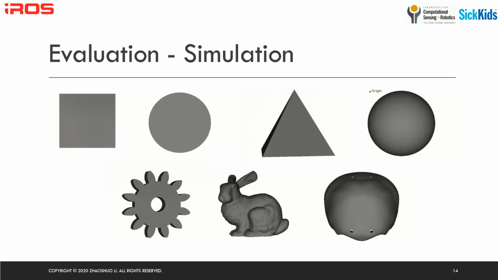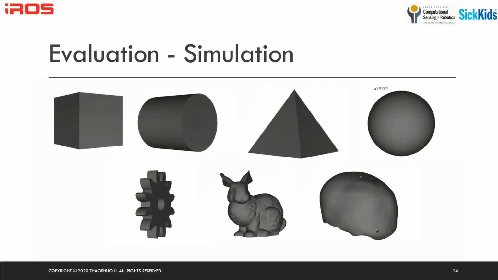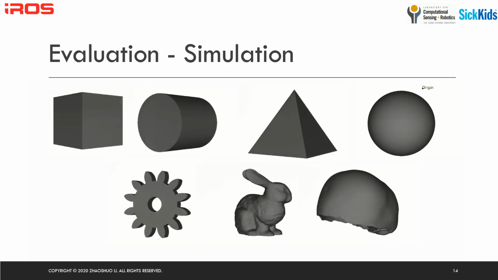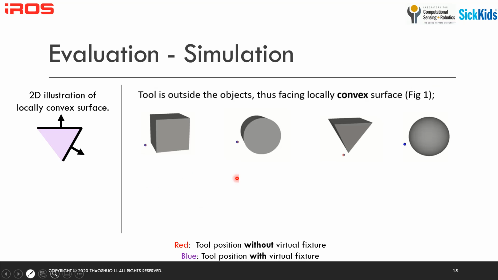We first evaluate our algorithm in simulation, where we have tested different objects as shown here. For these simple geometries, if the tool position is outside of the objects, we have a convex surface as illustrated here.